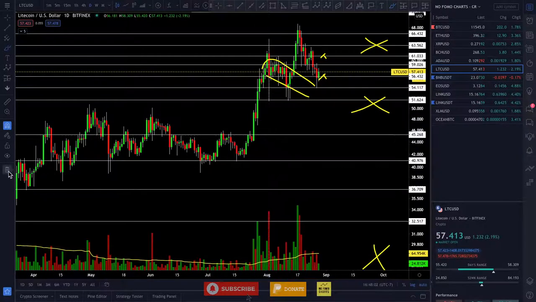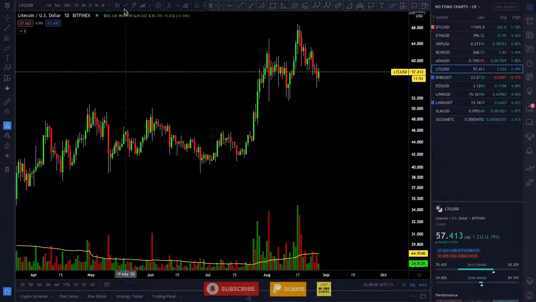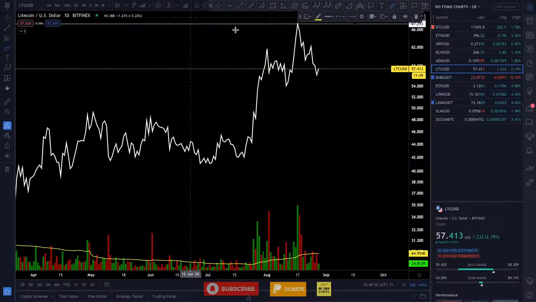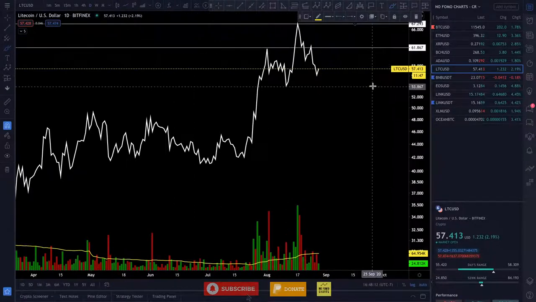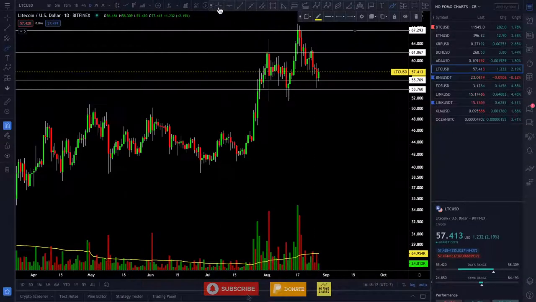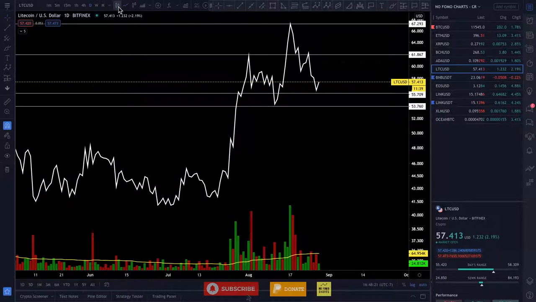Okay, Litecoin. Interesting. Okay, there's way too many targets here. Let me just erase that. What's happening with Litecoin? Resistance, $67, $60. Support, $55, $53 in terms of the price close for longer-term traders and investors. All right, not quite a head and shoulders pattern, not really.